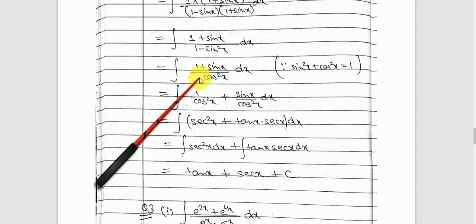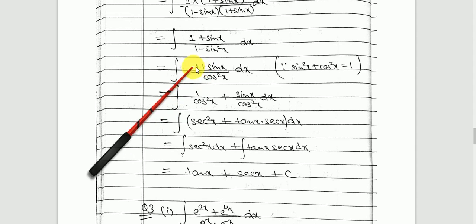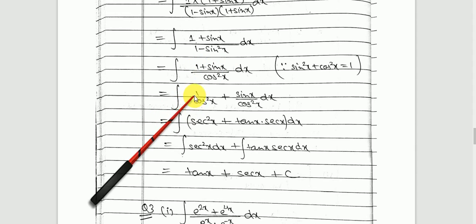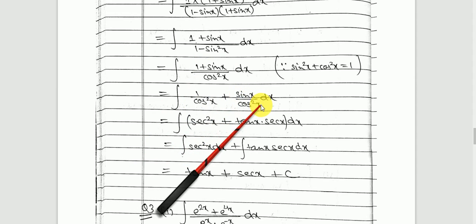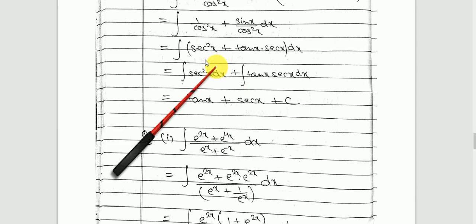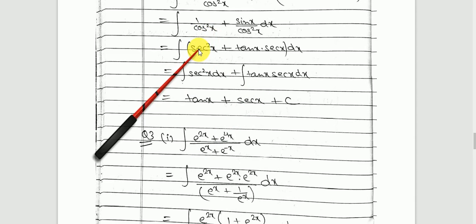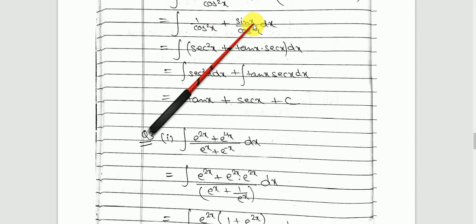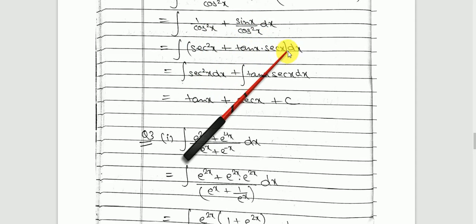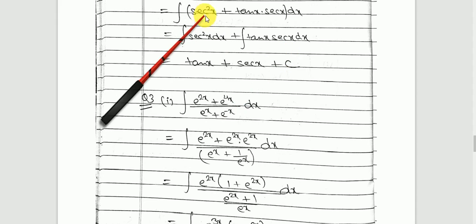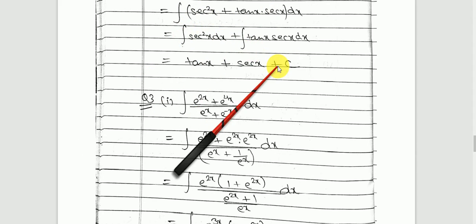And then this can be written separately. So I can write 1 upon cos square x plus sin x upon cos square x, dx. 1 upon cos square x can be written sec square x. Sin x upon cos square x can be written tan x into sec x. Now if you see, you know the integration of each term, so write separately and integrate them, and you'll get the answer.